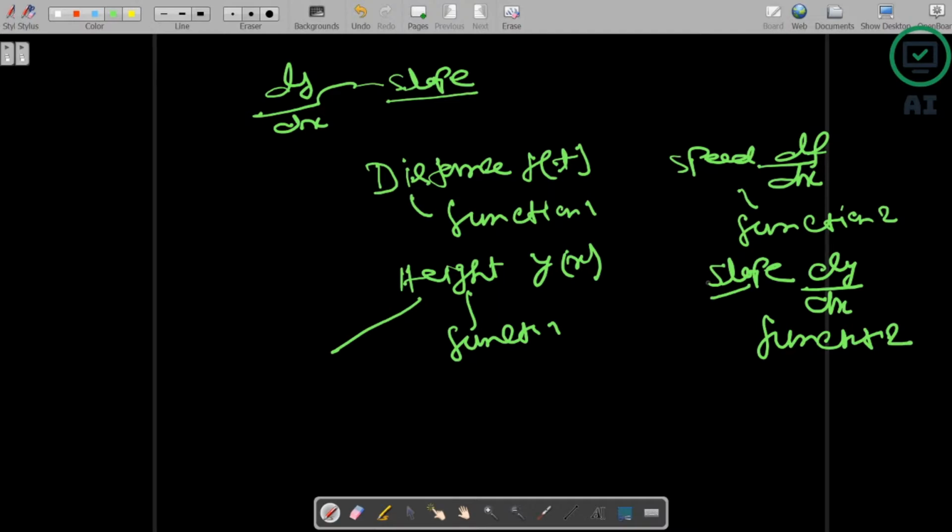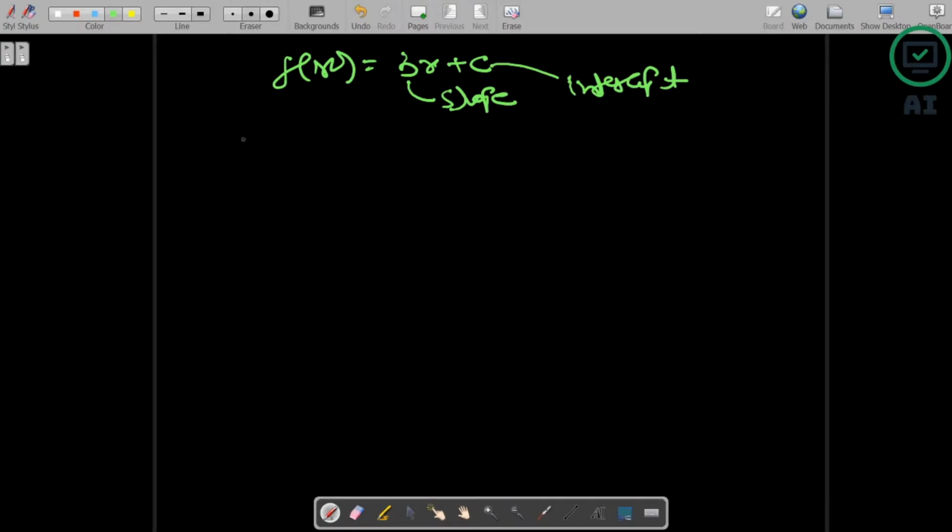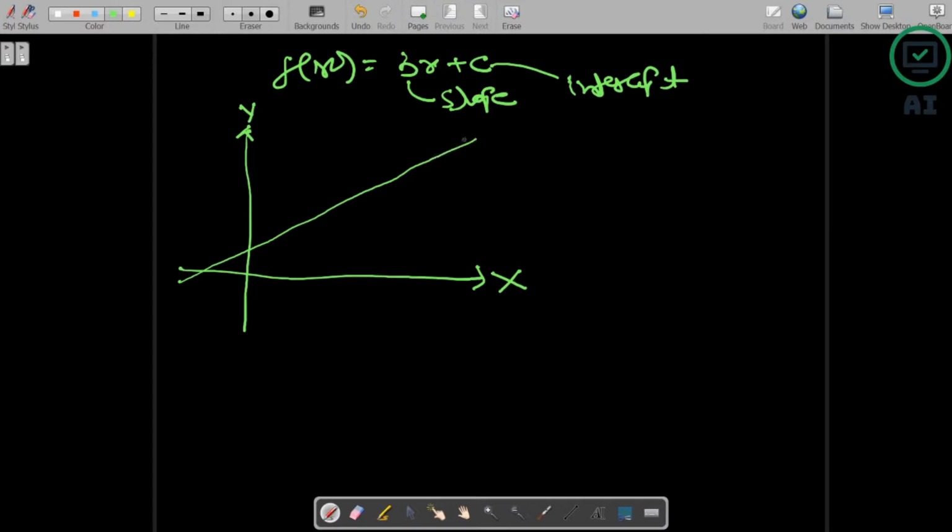Before explaining this, let's try to find the slope of a line. Let's suppose we have a function f(x) = bx + c. So this b is nothing but the slope of the line and c is the intercept. Let's suppose this is the x axis, this is the y axis. So how do we find the slope of this particular line? And this line is nothing but this one.